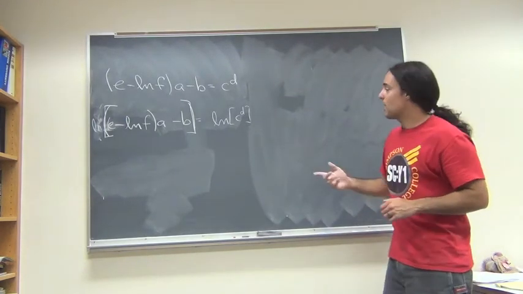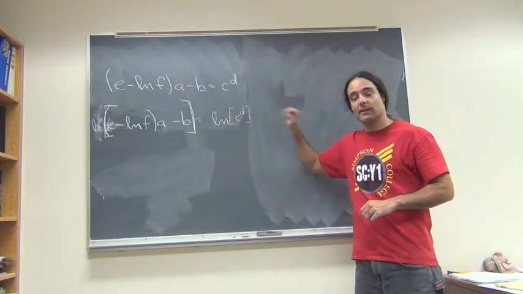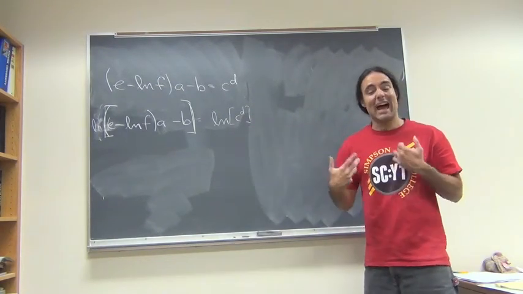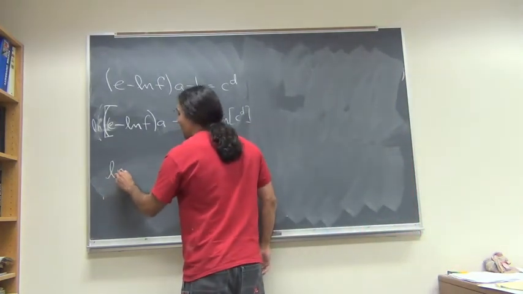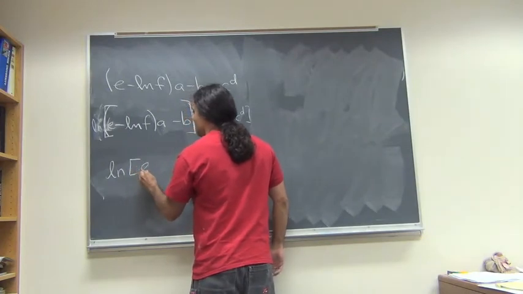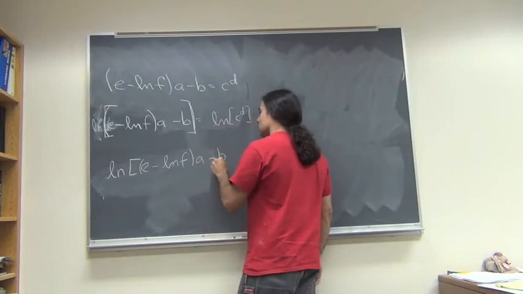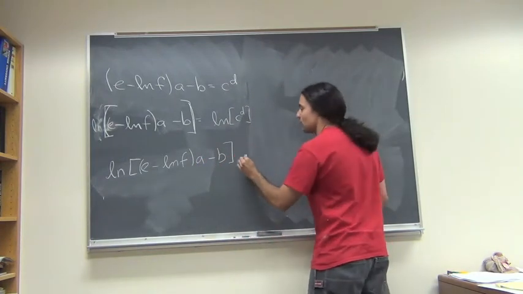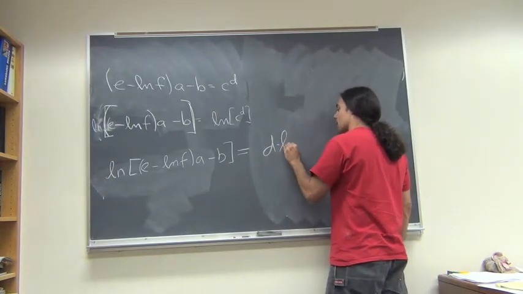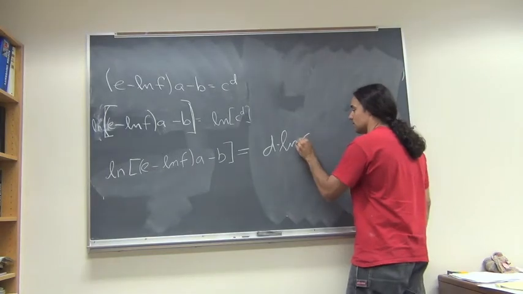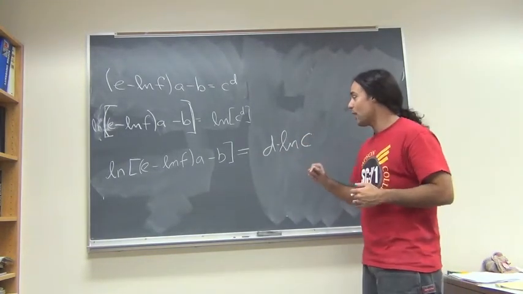Now logs have this funny property, where if I have a log of something to the something power, so log of c to the dth power, I can move that d out of the logarithm. This is just an algebraic property. So I can say the log of e minus log f times a minus b equals d times the log of c. So I've effectively pulled the d out.